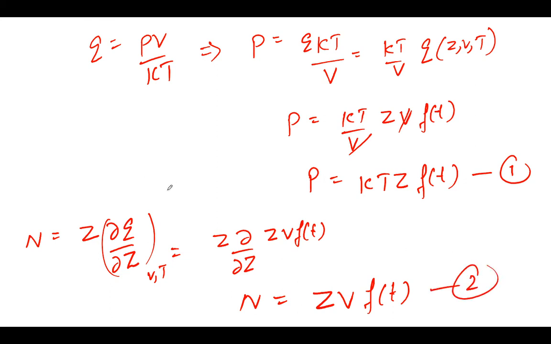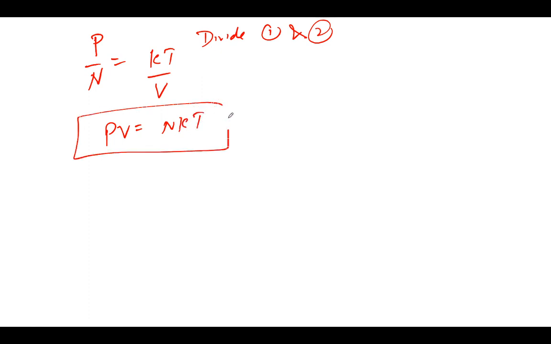So relating these equations, P over N, you can see, if I divide equation 1 and 2, P over N is equal to KT over V. So this gives us our expression PV is equal to NKT for this classical ideal gas. So this shows that all the expressions which we have derived for this Q potential and the grand canonical partition function are correct.